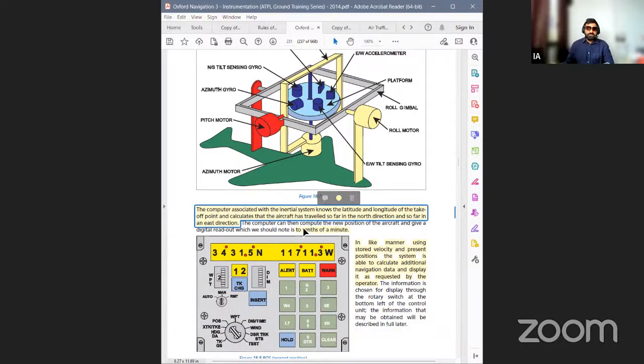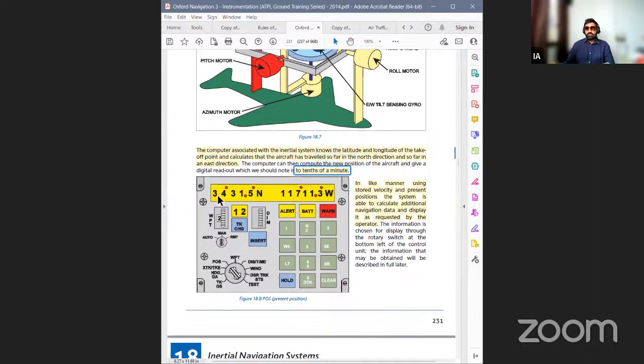The new position can be given to us in tenths of a minute, rounded off to the tenths of a minute. D long, degrees, minutes, seconds, up to tenths of a minute. Now this is a control and display unit, a common control and display unit, where present position is shown. How? Now let me show you.